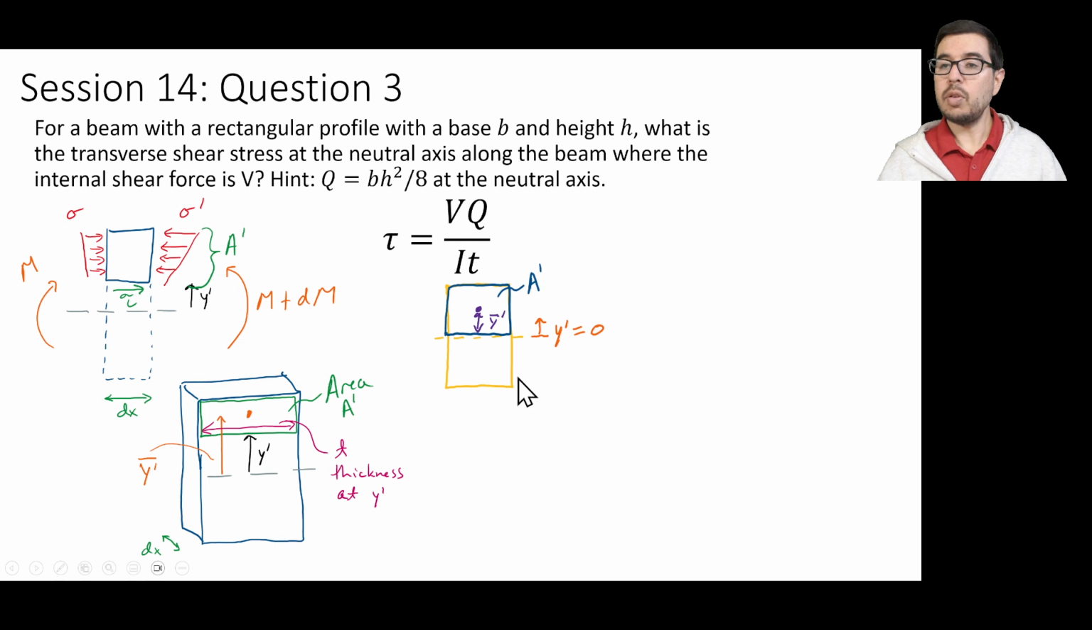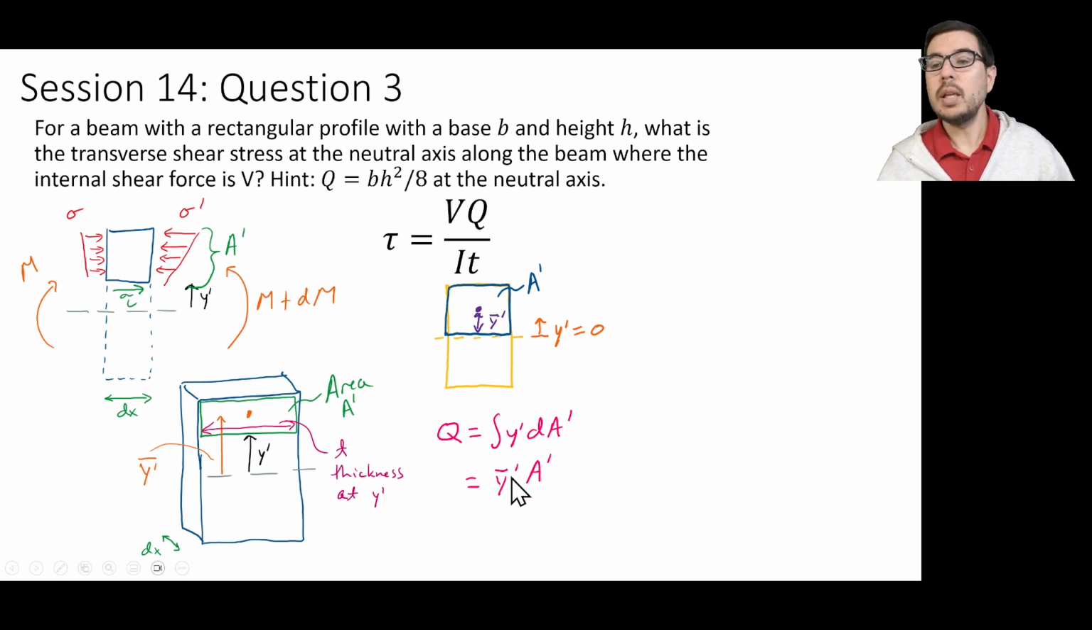Now, to calculate the first moment of area, Q, we have this integral-based equation, that the integral of y prime dA prime is equal to the first moment of area. And as you saw in the notes in our previous discussion, we can also say that the distance to the centroid, y bar prime, times A prime is the first moment of area Q. So instead of having to solve this integral, we can use some geometry to calculate Q, which is typically the hardest portion of these types of problems, and then calculate the transverse shear stress.